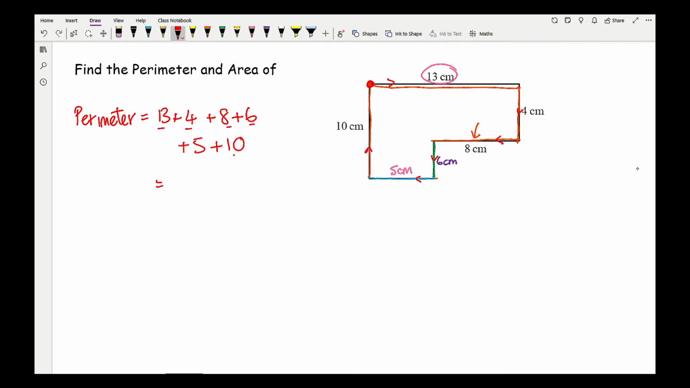So again, I've got 13 plus 4, which is 17, plus 8, which is 25, plus 6, which is 31, then 36, so equals 46 centimeters. And there is my final answer.